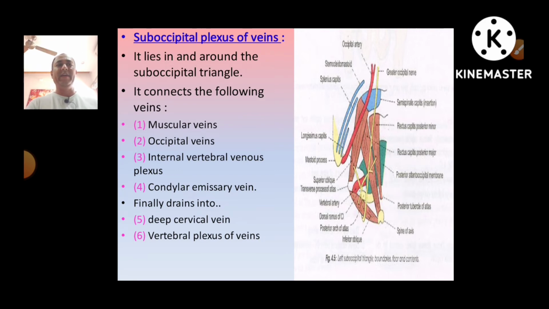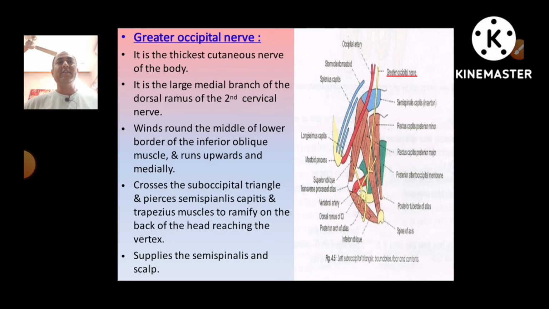Greater occipital nerve, it is the thickest cutaneous nerve of the body. Remember this for the viva. It is the thickest cutaneous nerve of the whole body. It is the large medial branch of the dorsal ramus of second cervical nerve. It winds around the middle of the lower border of the inferior oblique and runs upward and medially.